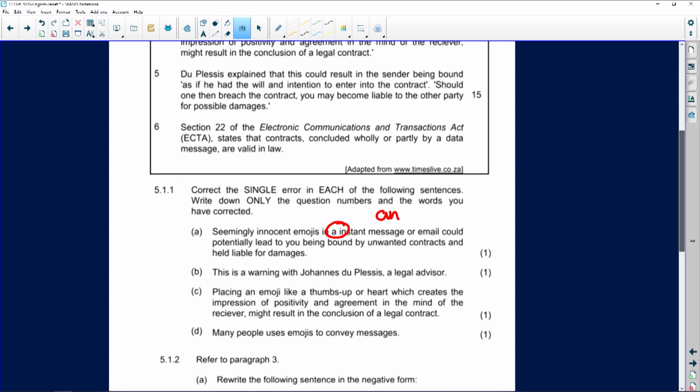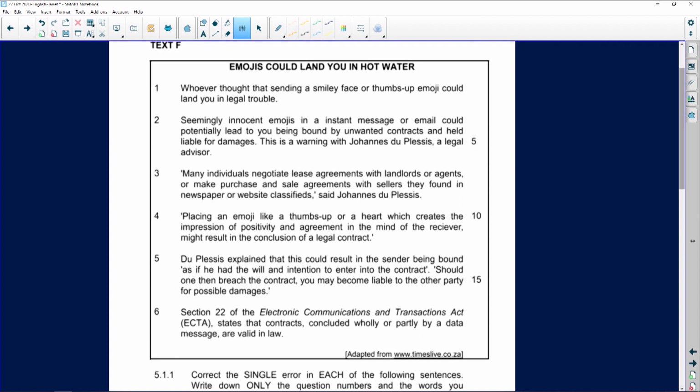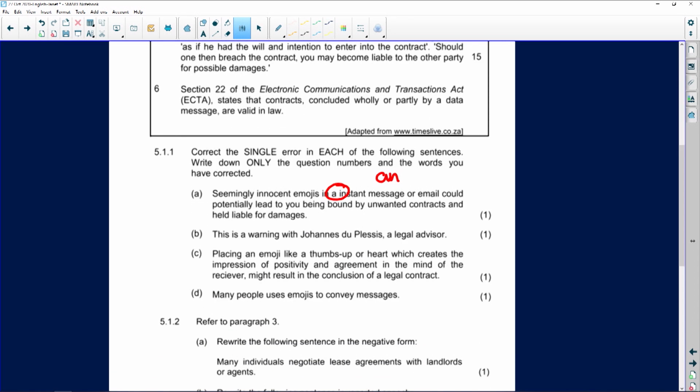Now, you'd have to go back here to the passage. Just let's read up to here. Whoever thought that sending a smiley face sometimes could land you in legal trouble, instant emoji, instant message or email could potentially lead to unwanted kind of held liable to damages, warning from a legal advisor. So this legal advisor is warning us. So I wanted to check, is it a warning to Johannes du Plessis or is it a warning from Johannes du Plessis? And it has to be from. He is a legal advisor warning us. So it's another preposition. Next one.